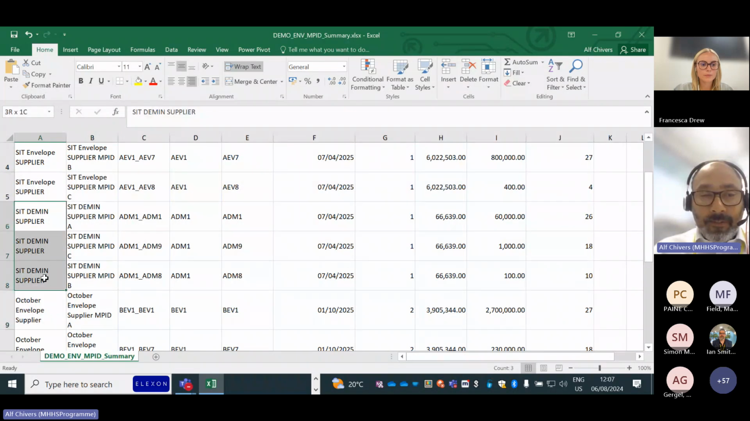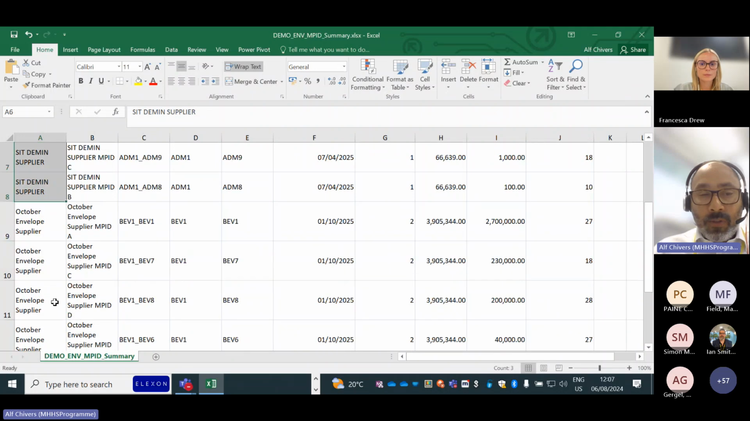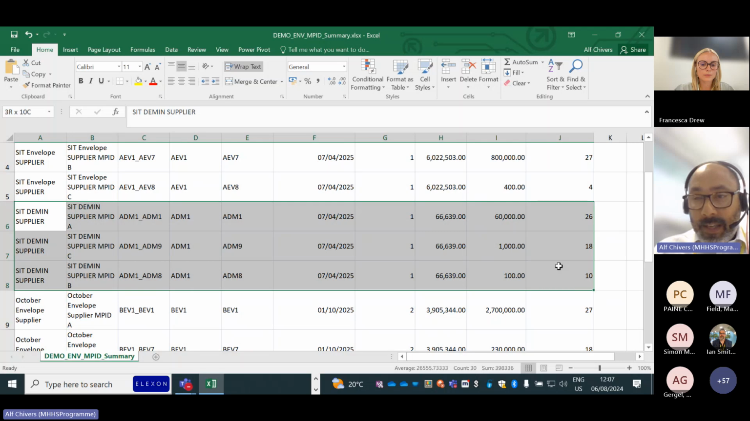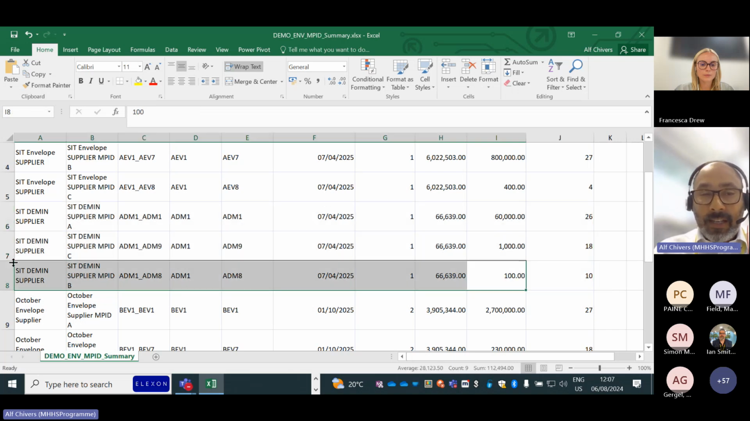For the de minimis supplier, for today's one, we've got a SIT de minimis supplier as well as one starting in October to show those two different start tranches and how they may differ. And for this example, the de minimis supplier, as we can see here, has got 3 MPIDs with that kind of distribution, 66,000 MPIDs in total, with 60,000, 1,000, and a very small presence in that one. So that's really the portfolios we're looking at.